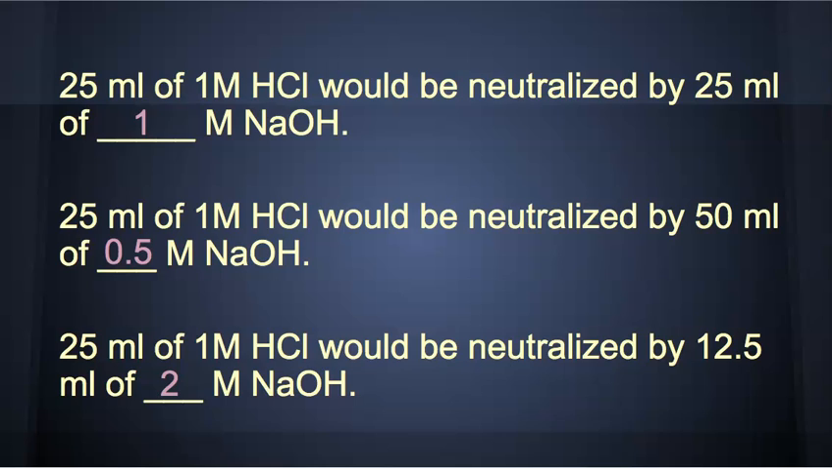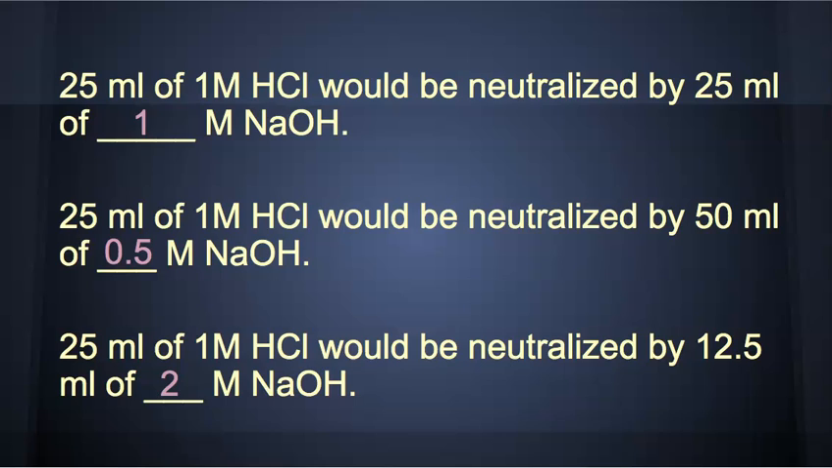Just to practice calculating here a little bit, you could do some stoichiometry to work this out. I'll give you a second to pause and look at it, although obviously my answers are already on the screen. 25 milliliters of 1 molar HCl, if it's neutralized by 25 milliliters of NaOH, that NaOH also needs to be 1 molar. The reaction's 1-to-1, so the concentrations are 1-to-1.